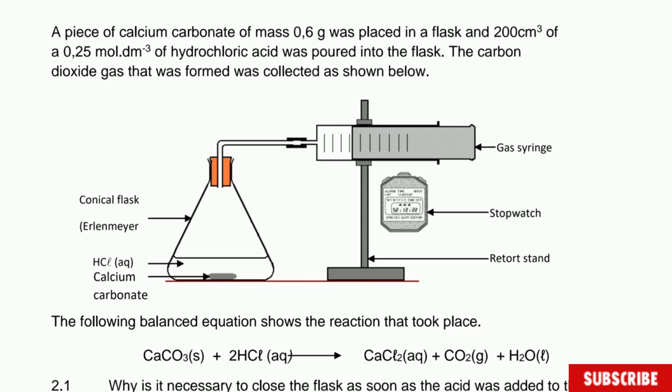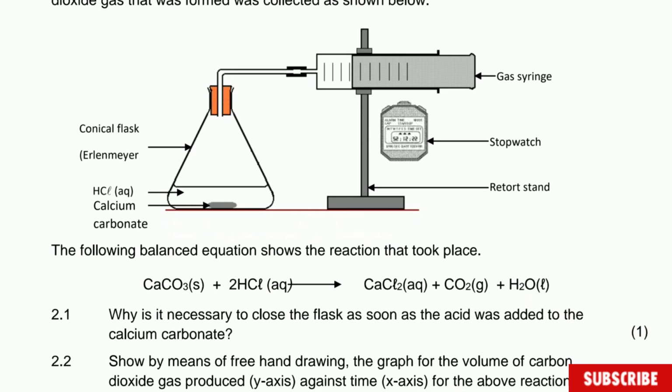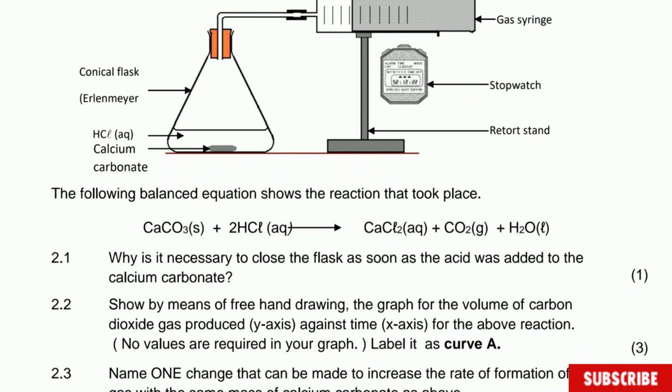And then there is the setup of what happened in this experiment, in which we have hydrochloric acid and they place calcium carbonate inside. Gas was released and is collected in the gas syringe. The following balanced equation shows the reaction that took place, and you can see the chemical equation. Why is it necessary to close the flask as soon as the acid was added to the calcium carbonate? It is a very simple question.